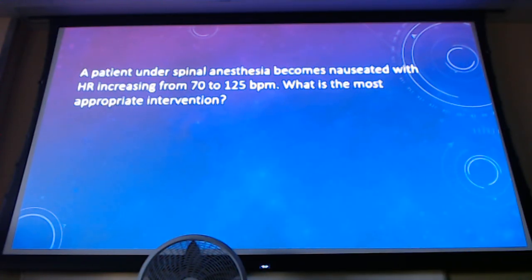Do you think the heart rate is increasing just on its own, or is it a response to something? Reflex. From what? I'm not going to give it to you. What do you think? Why does your heart rate increase significantly, very quickly? What is it trying to do? Compensating for hypotension. All right, so what do you want to give? Pressors, like what? Phenylephrine. Good.